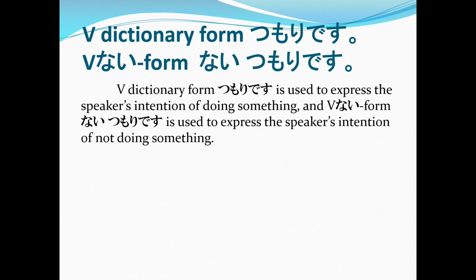The verb dictionary form tsumori desu is used to express the speaker's intention of doing something. And then of course, verb nai form nai tsumori desu is used to express the speaker's intention of not doing something. Again, tsumori desu, intention of doing something, and nai tsumori desu, speaker's intention of not doing something.